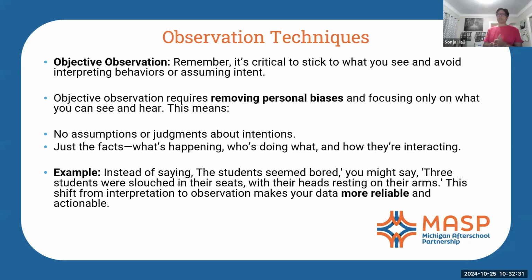So instead of saying, for example, the students seemed bored, this example says, you might say, 3 students were slouched in their seats with their heads resting on their arms. Now that took everything from, oh, they just seemed bored, they were not into the lesson, and all that. Just write what you see. They were slouched. They were laying down. They were looking in the opposite direction. They were not focused in. So this is the shift from interpretation to observation. You're not interpreting anything. You are literally just observing.